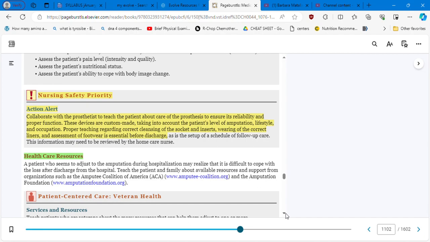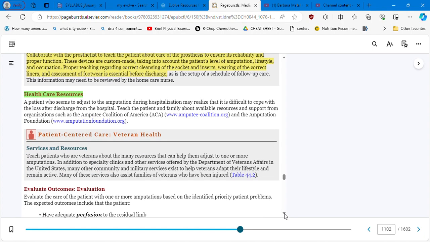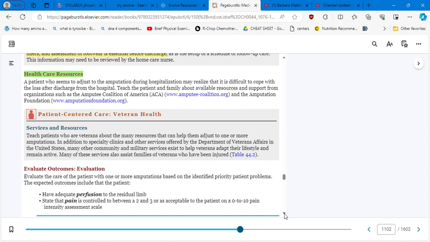These devices are custom made, taking into account the patient's level of amputation, lifestyle, and occupation. This is great. They are going to consider your lifestyle and occupation. I hope some countries in Latin America will have this type of devices. Proper teaching regarding correct cleansing of the socket and inserts, wearing of the correct liners, and assessment of footwear is essential before discharge. So you need to get a return demonstration of how to use this.